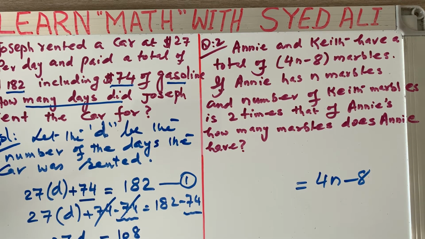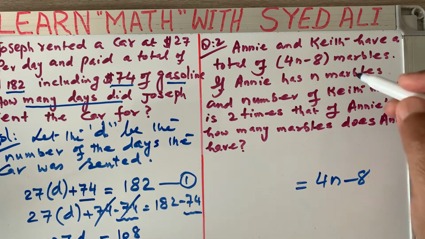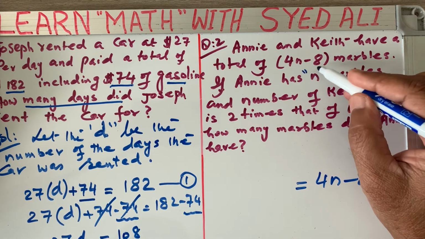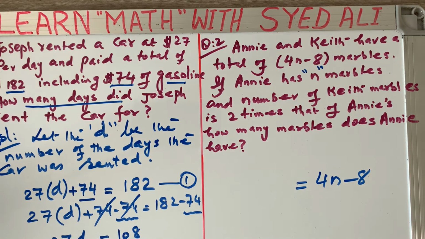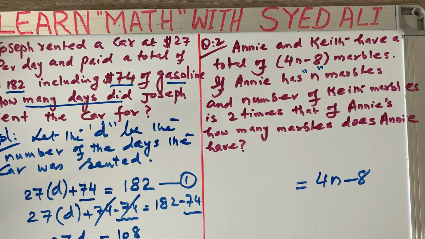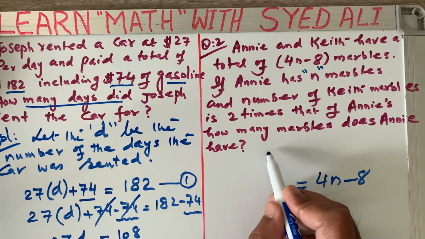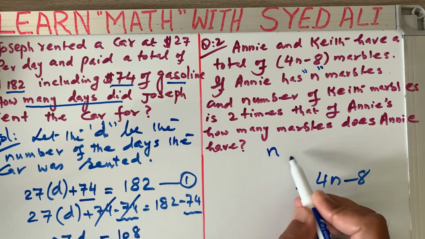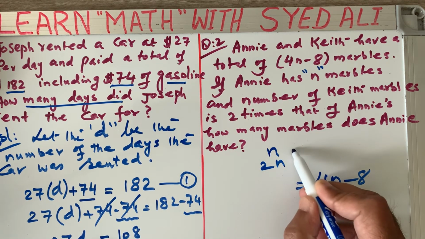So if Annie has n marbles, he has given you the variable that Annie has n marbles. So you don't have to assume what alphabet or what variable you will choose. So Annie has n marbles and the number of Keith's marbles is 2 times that of Annie's. So if Annie has n, then Keith has 2n, right?